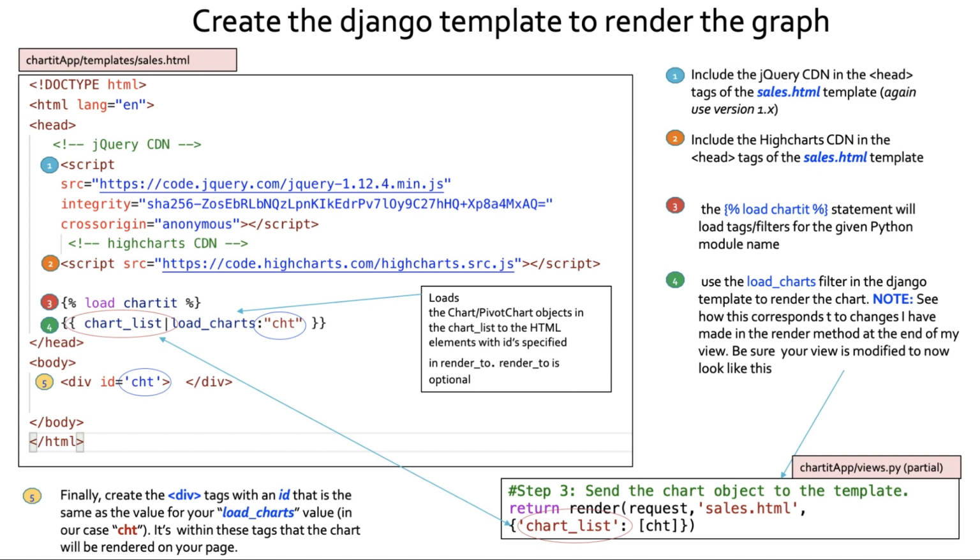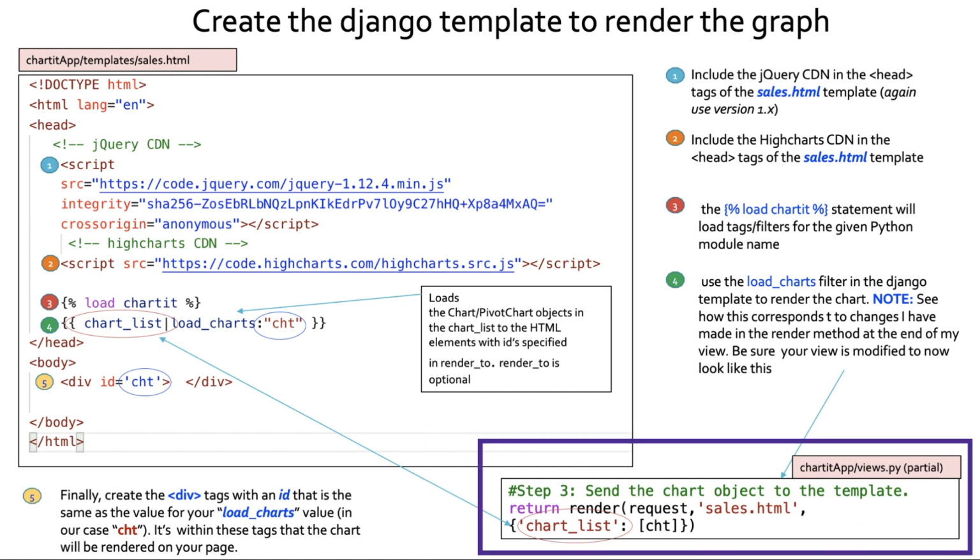Then we have our load chart tags here. This statement will load the tags and filters for our given Python module name. And then here, number 4, we use the load_charts filter in the Django template to render the chart. This loads the Chart or PivotChart objects in our chart_list to the HTML element with the ID specified in render_to. And render_to is optional. You see, I won't use it in any of these charts for the rest of the presentation.